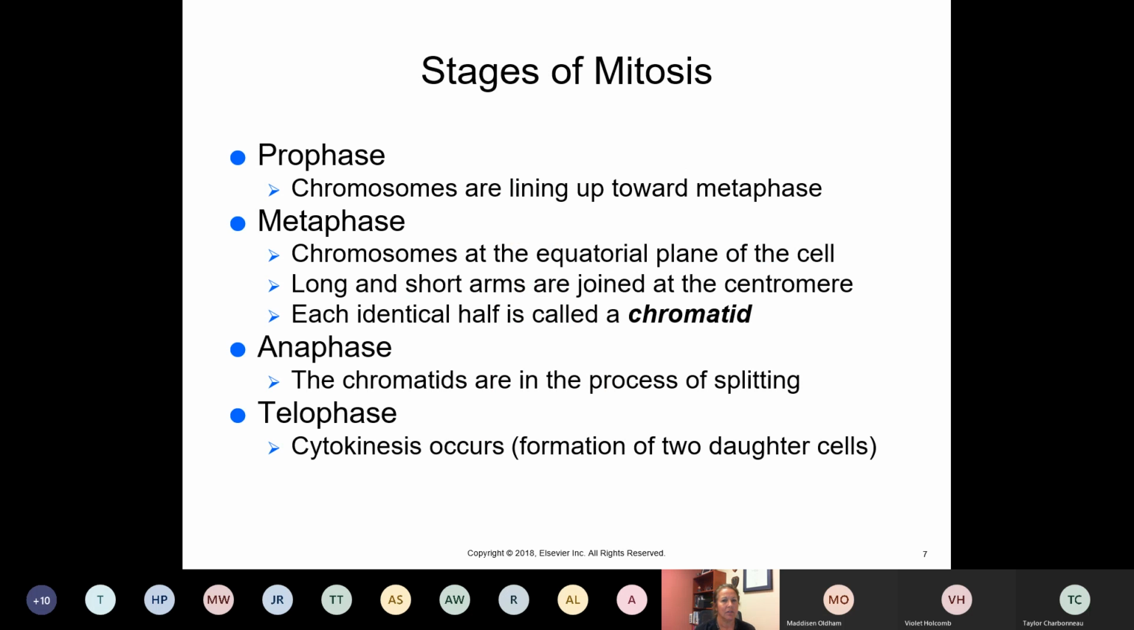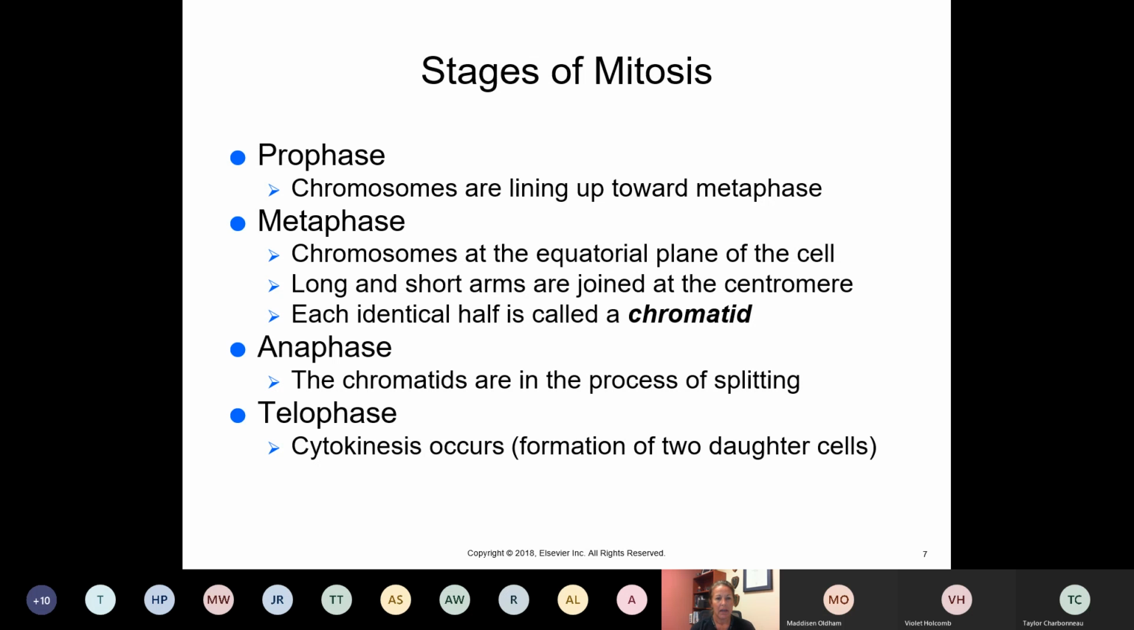Again, the stages of mitosis: during prophase, those chromosomes are going to be lining up towards the midline. I always think midline with metaphase. In metaphase they are lined up at that equatorial plane in the middle of the cell. The long and short arms are joined again at that centromere or that cinched waist, and each identical half of that is called a chromatid.